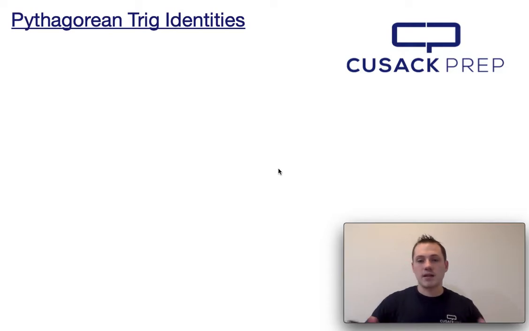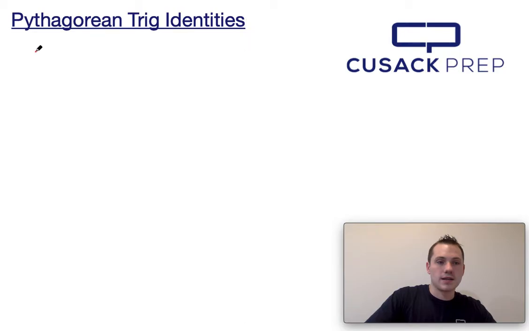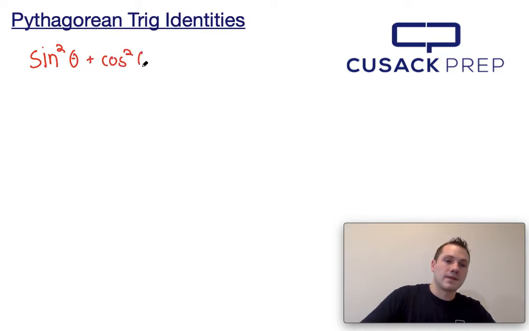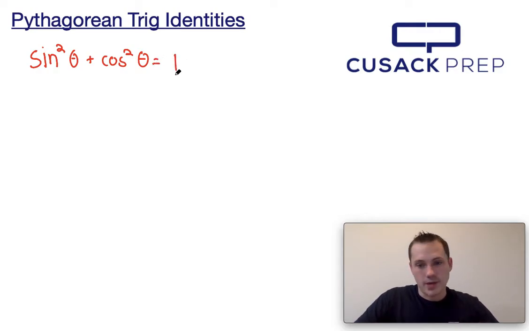So the first Pythagorean trig identity is sine squared of theta, or of x, plus cosine squared of theta is equal to 1. Now, you just want to remember that. As you go further in math, you'll want to understand more and more about it, but for now, just have it memorized.